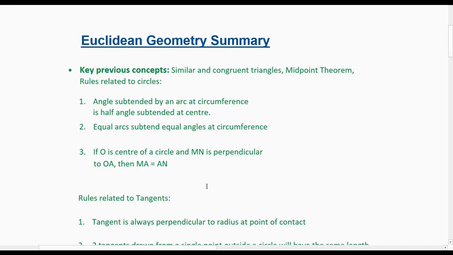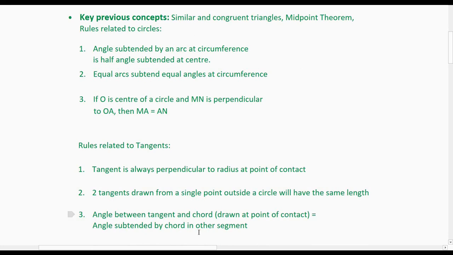Then I looked at rules related to tangents. The first of which is that the tangent is always perpendicular to the radius at the point of contact between the radius and the circle circumference. The second was that two tangents drawn from a single point outside of a circle will have the same length. And the third point was that the angle between the tangent and the chord being drawn at the point of contact is equal to the angle subtended by the chord in the other segment.